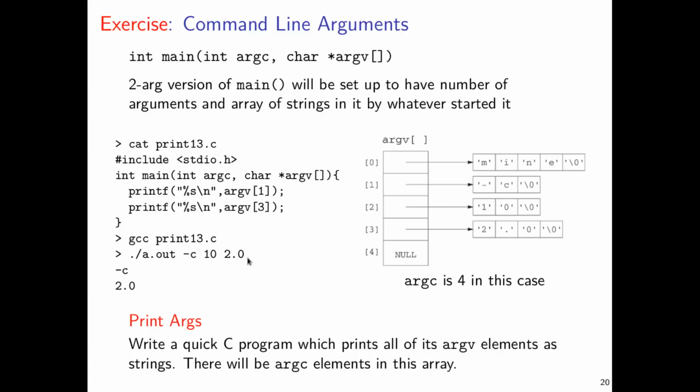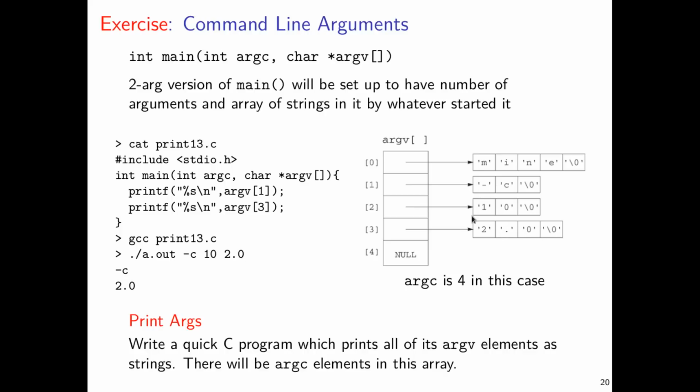and then the number 10, and then the number 2.0, over here in that argv array, I would see the first pointer points to a -C, that's null terminated. That comes from this first command line argument. A 10 that is associated with the second command line argument, that's 10, and the 2.0 over here.